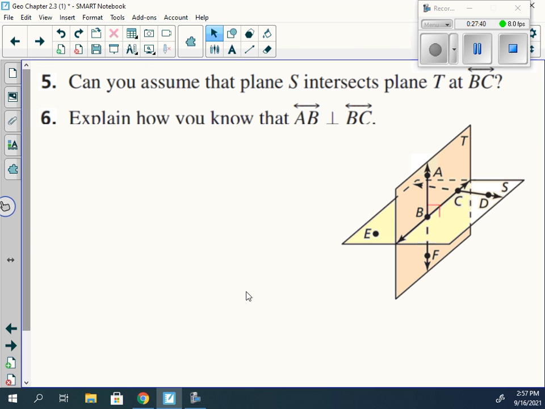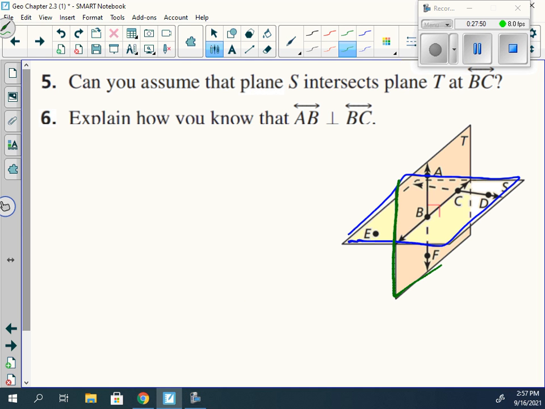Number 5. Can you assume that plane S and plane T intersect at line BC? Yes, because that is where they intersect. That's where the two planes cross. Because we can see that that's where they're crossing at. So yes.